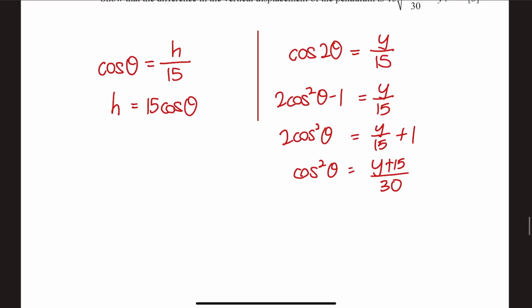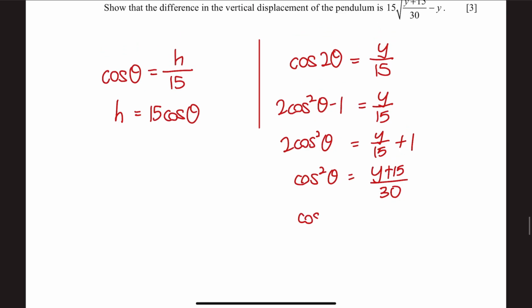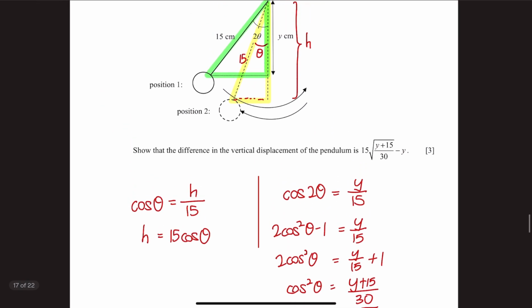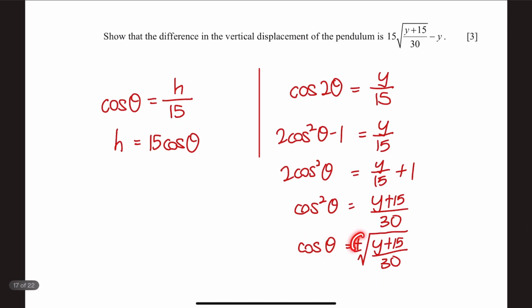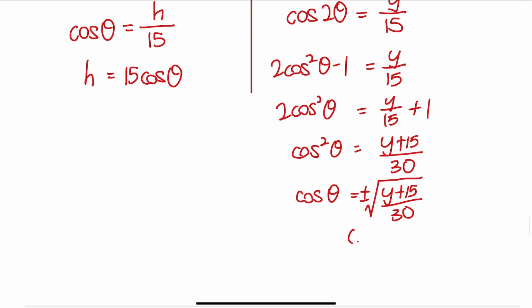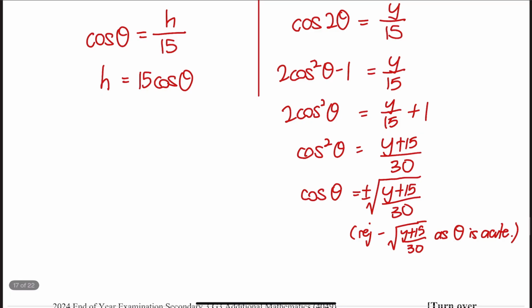Therefore, this means that cosine theta is equal to square root of y plus 15 over 30, but this will be a plus minus square root. But since we know that this angle here must be acute, by ASTC, for this theta to be acute, cosine must be positive, cannot be negative. So therefore, we have to reject negative square root of y plus 15 over 30 as theta is acute. So this means that cosine theta is given by this value over here.